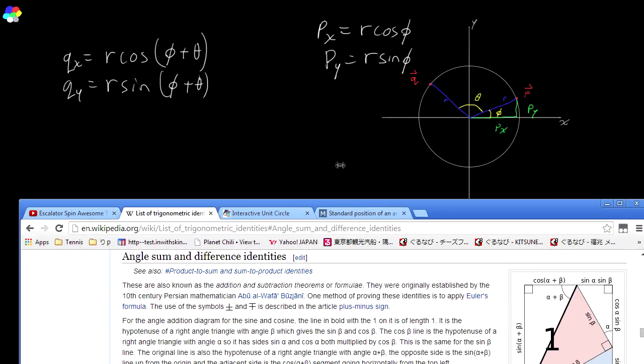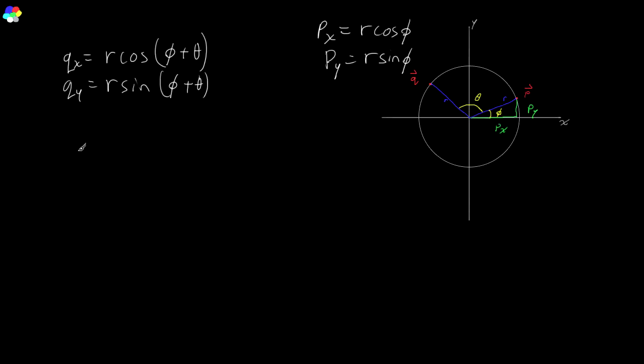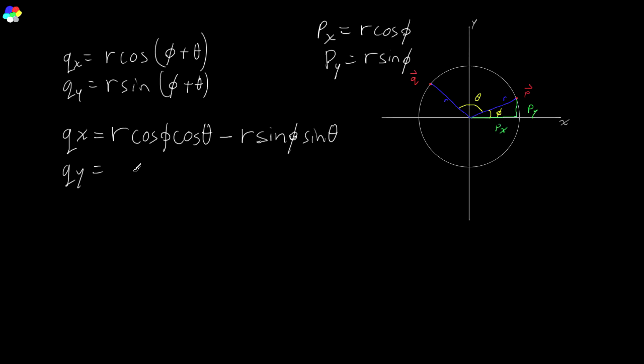Well, let me just show you why you'd want to do this. So, r times cos(phi plus theta). So here we can say Qx is equal to r times, and we're going to expand from those identities, so r times cos phi cos theta minus r sine phi sine theta. And here we go, Qy is equal to r sine phi cos theta plus r cos phi sine theta.